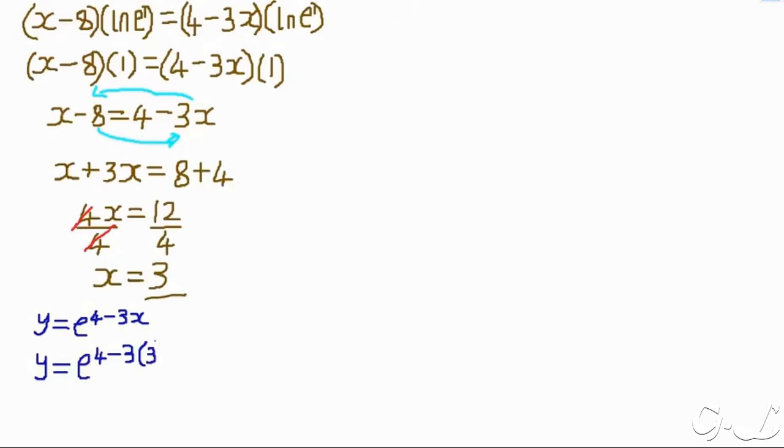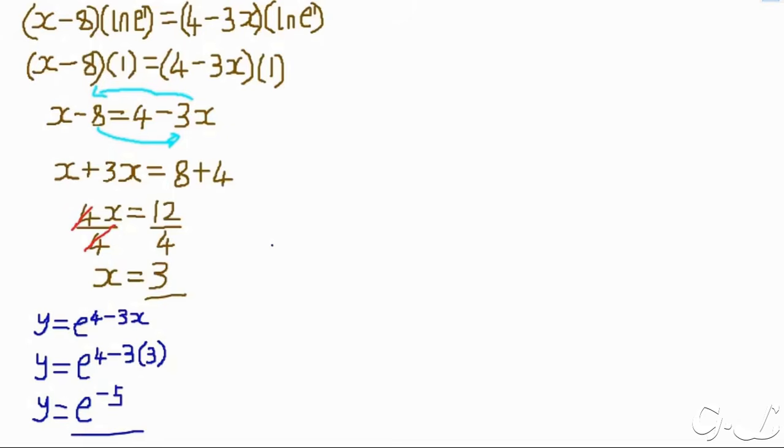So what we have to do now is replace where there is x with the value of x which we found. The value of x which we found is 3. So we have to replace 3 where there is x. So in that case, it will be y is equal to e to the 4 minus 3, open brackets, 3, like that. And then when you do the calculations, 4 minus 3 open brackets 3 close brackets will give you the value of negative 5. So the y coordinate is e to the negative 5.